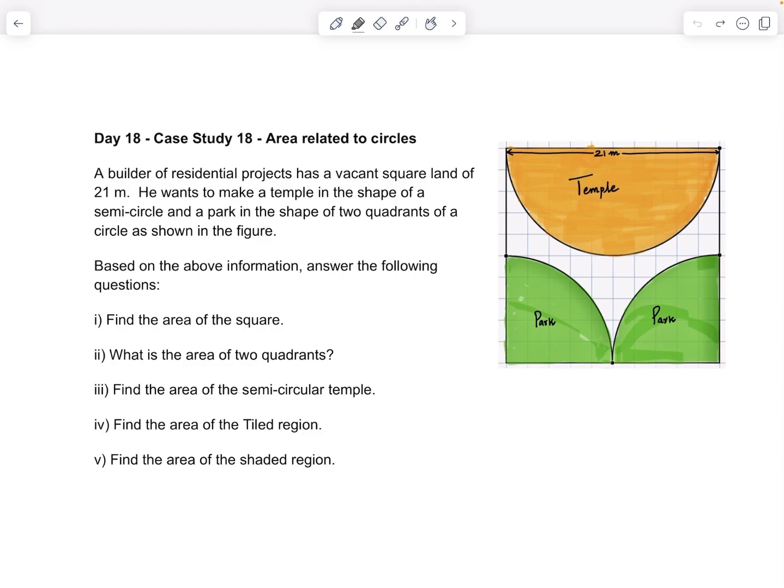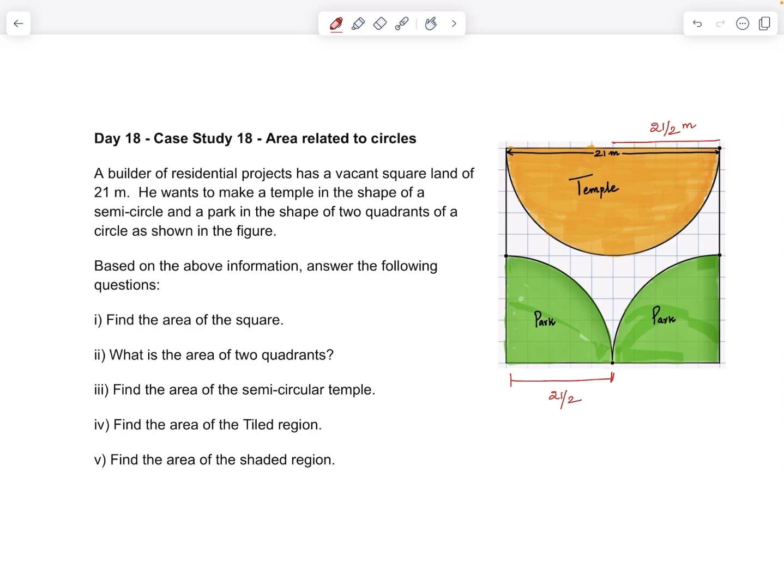The side of the square is 21 meters. The radius of the temple area is 21 by 2 meters and the radius of one quadrant is again half of this 21, which is 21 by 2.